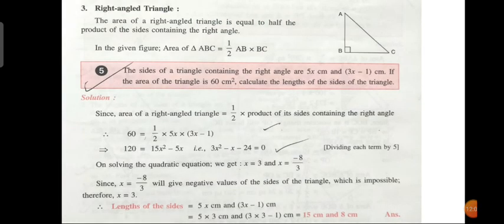And next is the area of a right angled triangle. It is similarly half into AB into BC, because AB is the altitude and BC is the base. The area of a right angle triangle is equal to half the product of the sides containing the right angle. And here is a question for you. You have to solve it. It's for a right angle triangle.